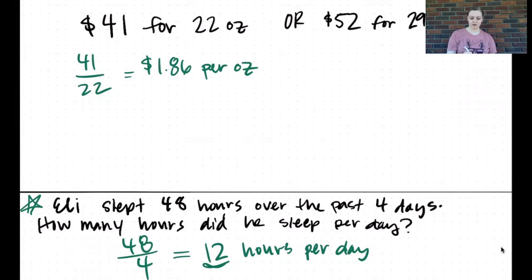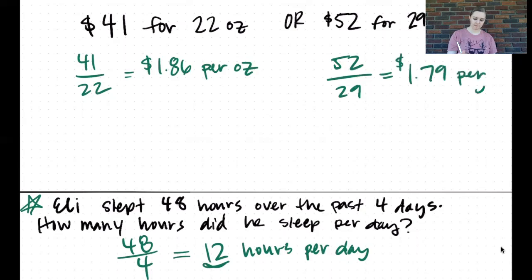This second one is going to be 52 divided by the 29. When I divide those, 52 divided by 29 is about $1.79 per ounce. So when I'm deciding which one's cheaper, which one is going to be better for us in the long run, I'm going to buy this one on the left. I'm going to buy the bigger can, not because it has more ounces, but because it costs less per ounce of formula. Be very careful, make sure you set it up the correct way.